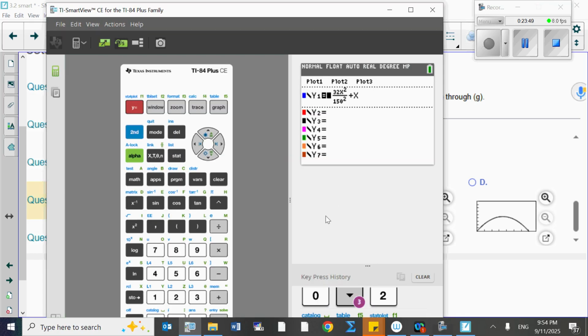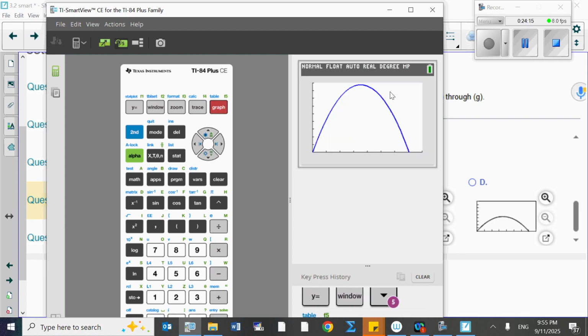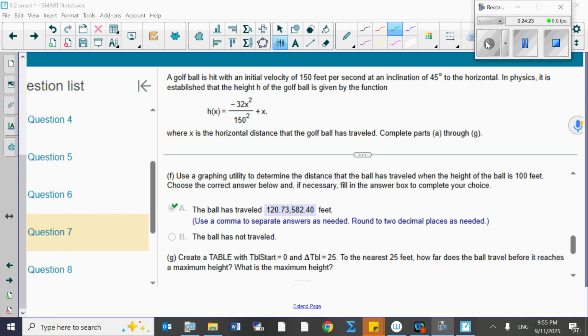So I'm using my calculator. At y equal to 2, I enter the function. The window is defined here. I press window. X min is 0 to 800. This is what the question already gave me. Y min is 0 and Y max is 100. The X scale is 100, Y scale is 200. So you can just change all these and then graph the function, and you see that this is what the graph is looking like. And we see that this one is the right answer.